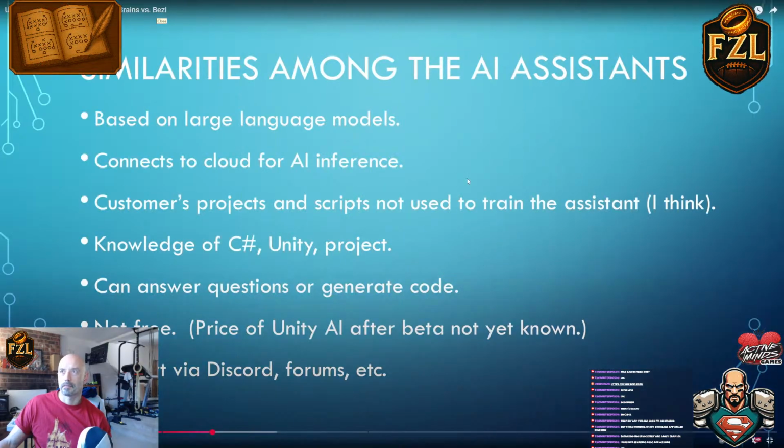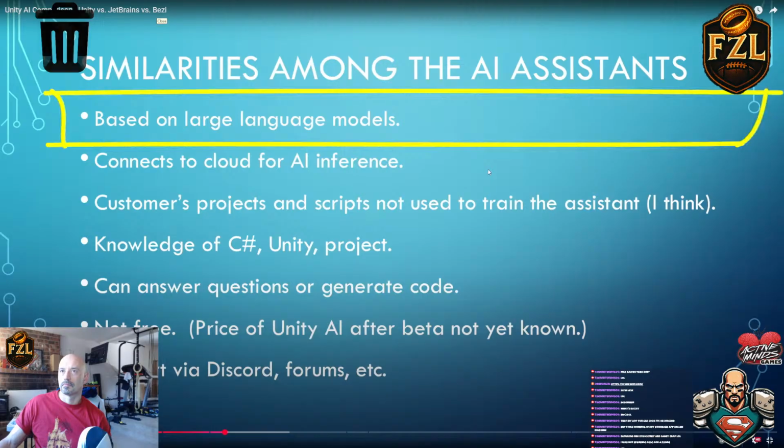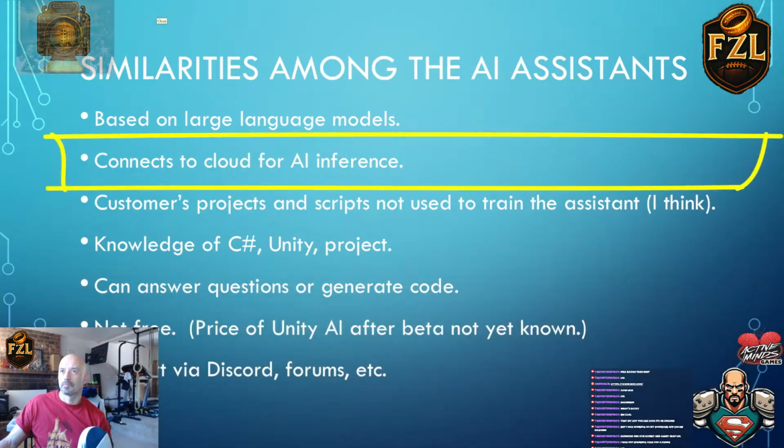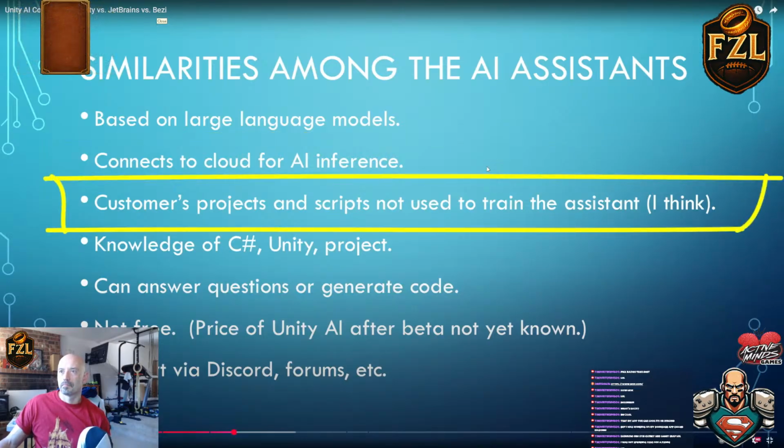Before we start trying some tests, here is a list of things that are similar among the AI assistants in Unity AI, JetBrains AI, and Bezi. All of them are based on large language models. They all connect to a cloud to do their processing. Each tool, I believe, claims that the company is not training their AI using customers' projects and scripts. Don't take my word on that as the last word. I believe that's the case, and I know there's a lot of sensitivity around whether our data is used for training.